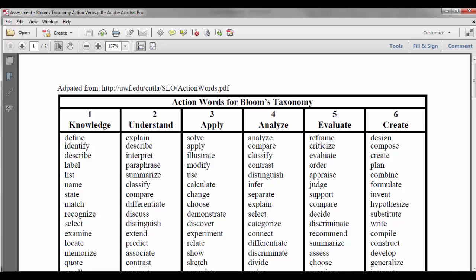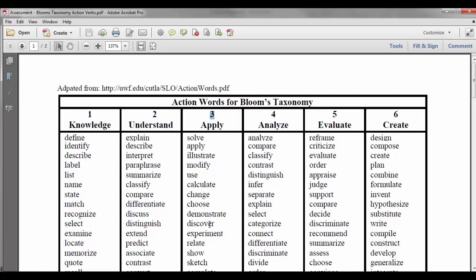Let's first look at the Bloom's taxonomy chart. You will notice the chart is organized by levels of cognition. Level 1 is knowledge, Level 2, understand, Level 3, apply, and so on. Underneath each cognition level are the key words and verbs which you will identify in your SLOs and MLOs.